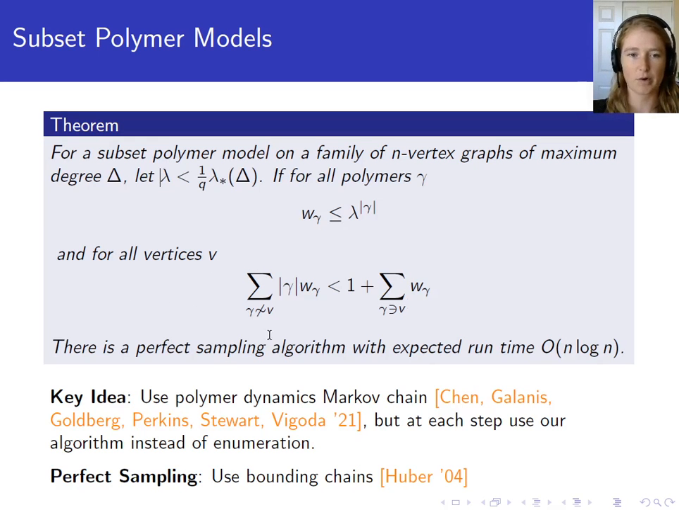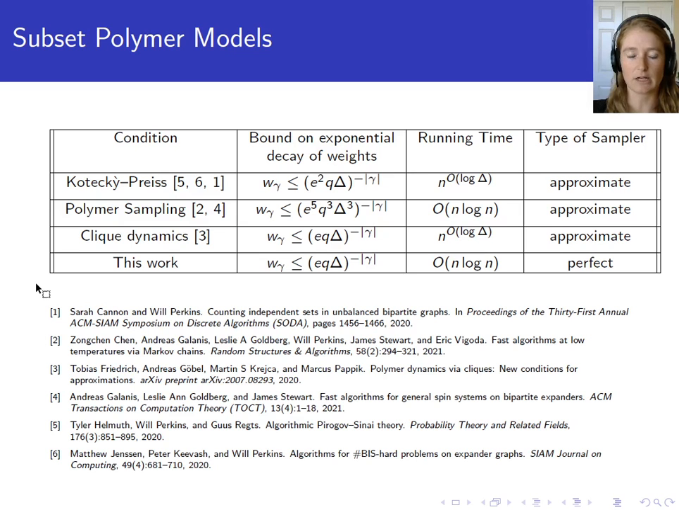So now I just want to say a little bit more about this condition on the weights of our polymer model and how it compares to other results. I have this handy table here. Sampling of polymer models is possible when the weights decay exponentially fast, and we generally need them to decay fast enough for various approaches to work. Some of the first work in this area needed the Kotecký-Preiss condition. We needed these weights to decay like e to the minus squared times the number of colors times the maximum degree of the graph. Some other results recently have either improved the running time or improved the bound on the weights that you need in order to make this work.